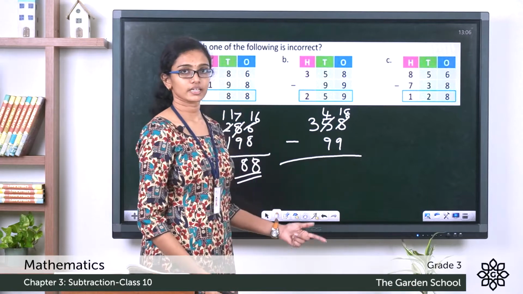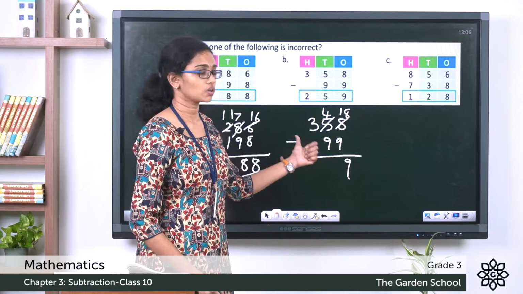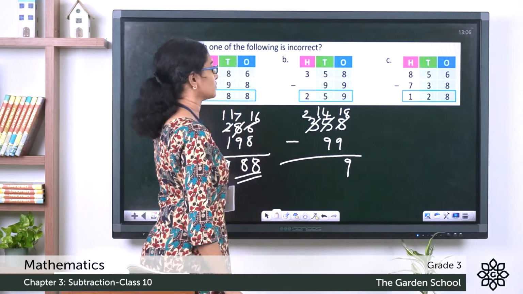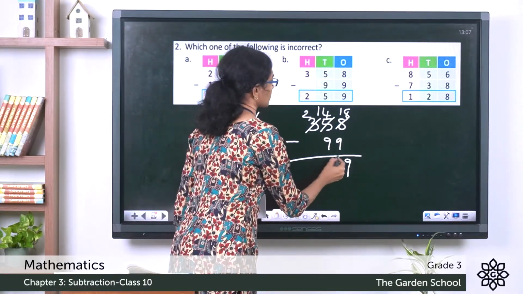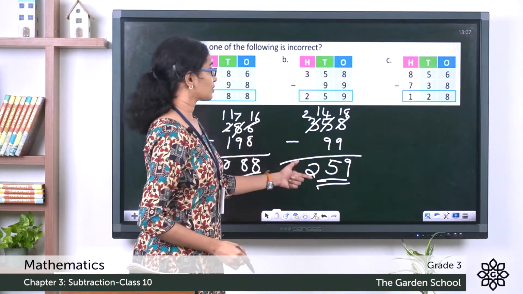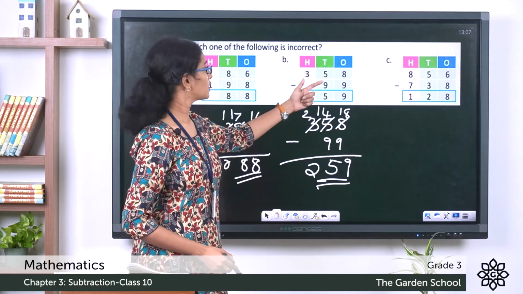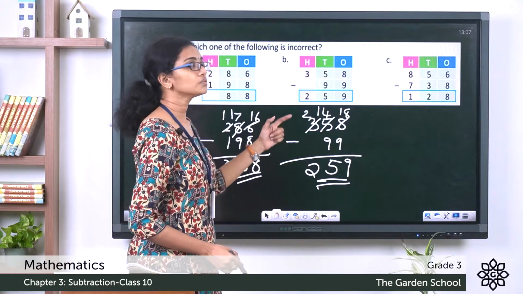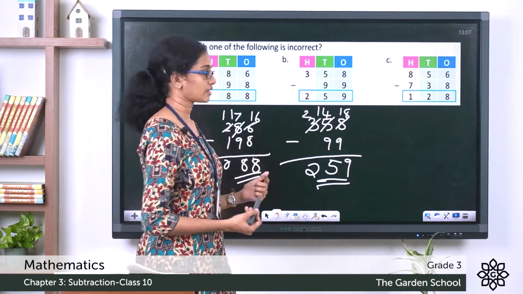18 minus 9 is equal to 9. Now 4 minus 9 again we cannot do. So we borrow. So this will become 2. This will become 14. So 14 minus 9, it is 5. I'm bringing this 2 down. It is 259. Here also the difference is the same as the difference given in the option. So this subtraction is also a correct one. So the incorrect one must be option C. Anyway, we'll just check.